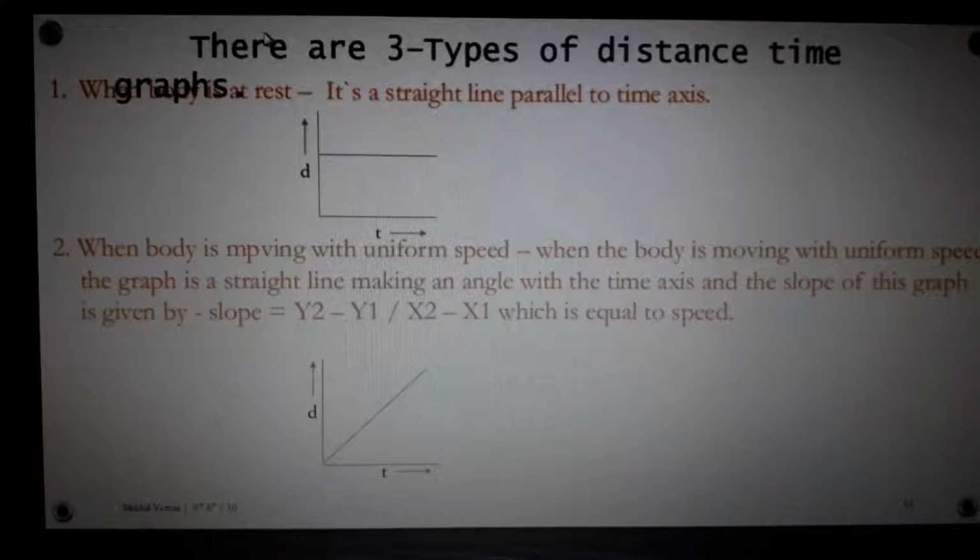It's very simple, isn't it? Whenever we draw a distance time graph of a body which is at rest, we will get what? We will get a line parallel to the x-axis. Next we can go.